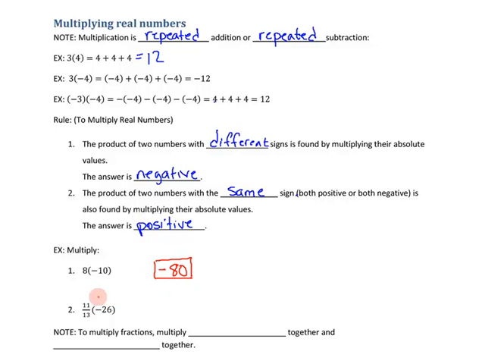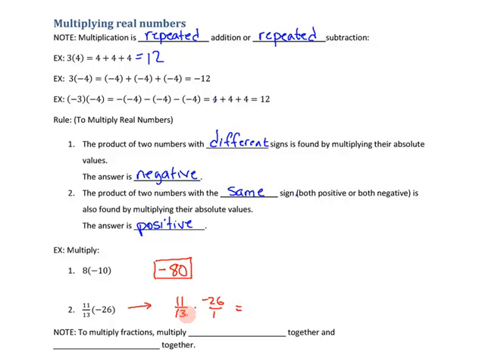What about 11/13 times negative 26? Okay, well, it's going to be 11 over 13. And here's what I generally do with fractions times numbers. Think of negative 26 as negative 26 over 1. I can multiply straight across.